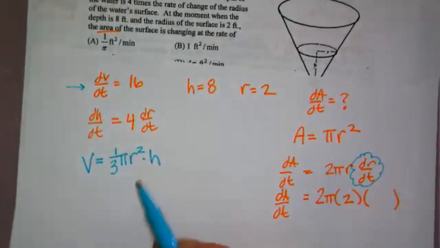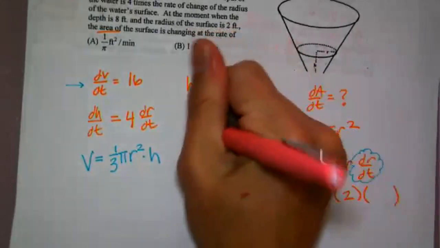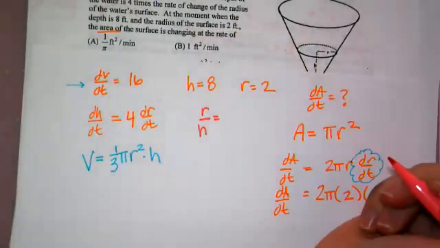All right, so you could, if you wanted to, do the product rule with this, or you can write it as a proportion. It simplifies it if you write it as a proportion. Okay, so R over H is going to equal what?